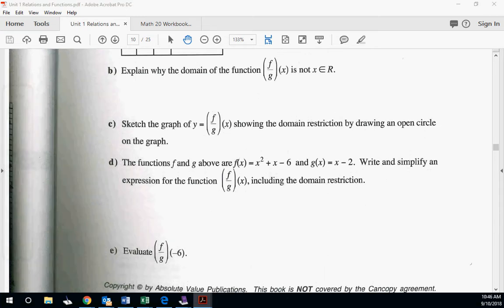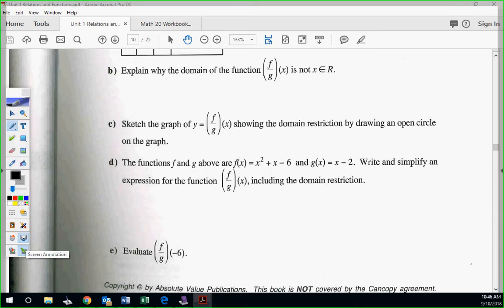But okay, so explain why the domain of the function is not x ∈ R now. So we pretty much talked about this. Why is the domain of f over g not x ∈ R? Because it's linear, right? Because of that hole. It's everything but that hole. Okay, so you're going to write it two ways. I'll write both. I'll do set builder.